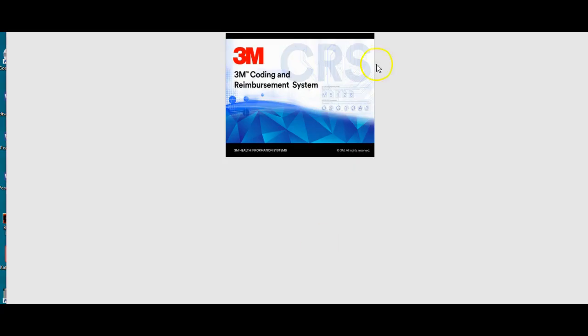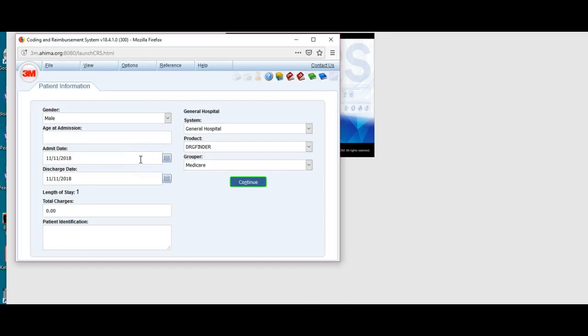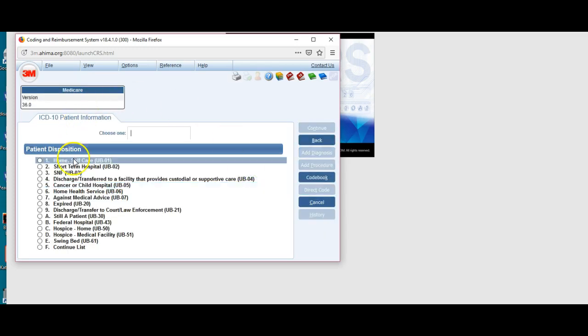Okay, now let's go to 3M. Once we're in 3M, we're going to pick Mel, and then 38, and again, make sure you do the product finder. Make sure you have a current admit date so that you're in ICD-10, not ICD-9. We're going to hit continue. And our patient went to rehab.